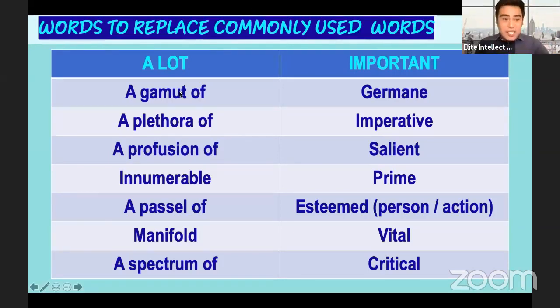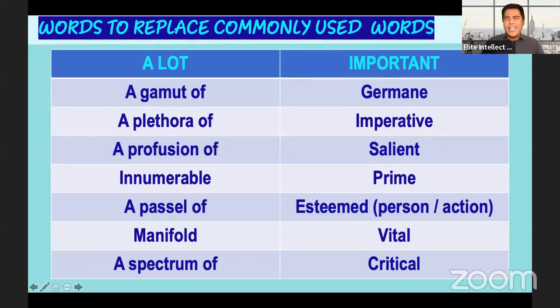Esteemed guests, di ba? Sir, is crucial can be a synonym. Yes, crucial is also a synonym, anak. Kaya mo yan, mama. Hindi ko na kaya. Bakit ba ganun? Bumalik lang si Sir Manuel, baliw na naman ako.